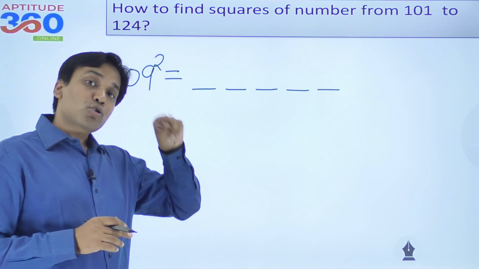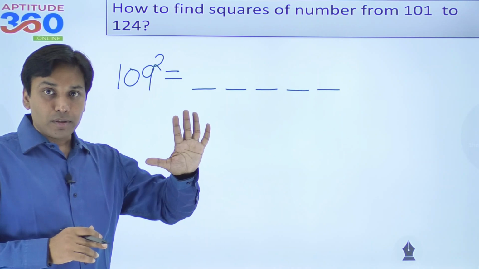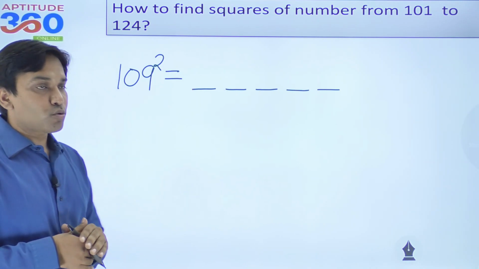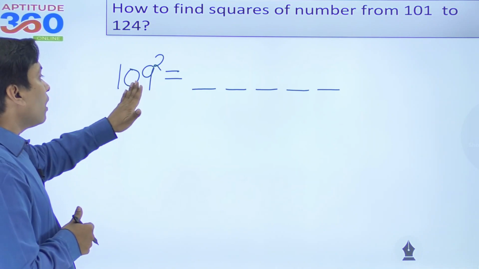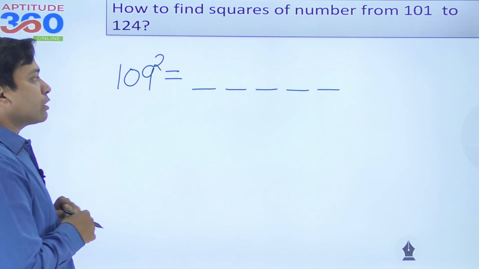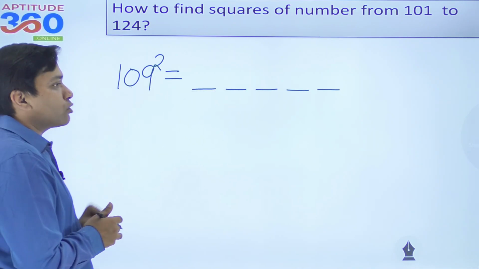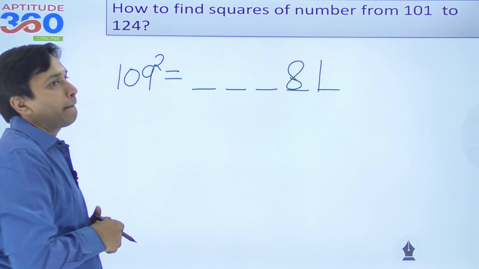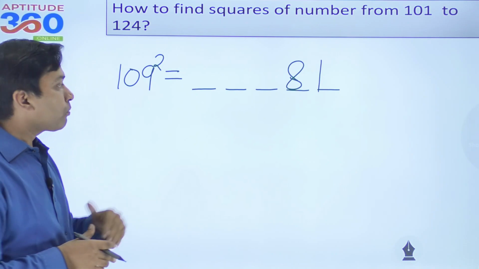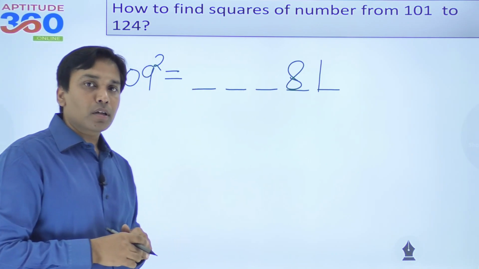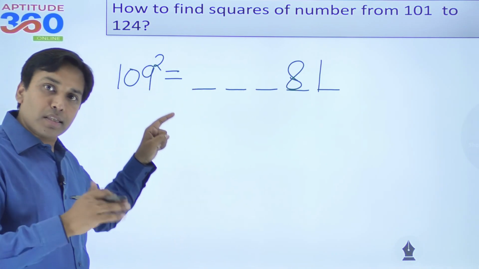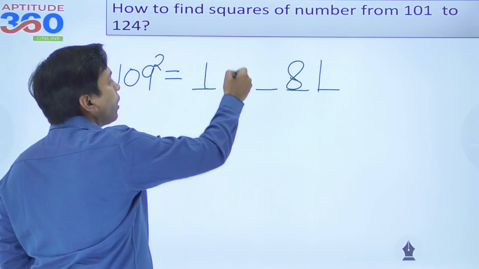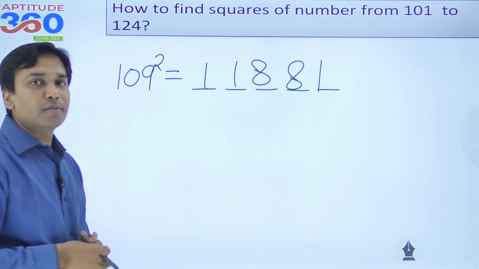Because 100 square, which is 10,000, is a 5-digit number. So from that onwards, every number is going to be a 5-digit perfect square number. How do you accommodate the last 2 digits? I will say 9 square. 9 square is 81. Is that okay? How about the first 3 numbers? 109 plus 9, 9 is the difference. 109 plus 9 is 118. That is it. It is done.